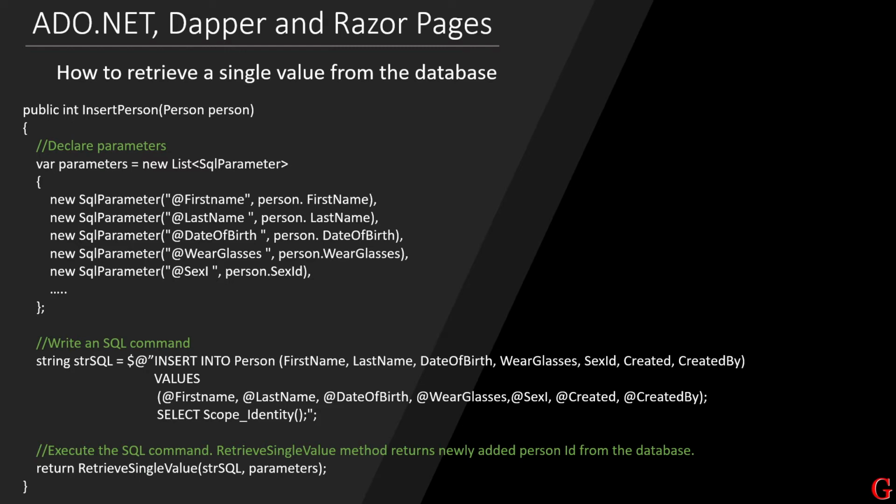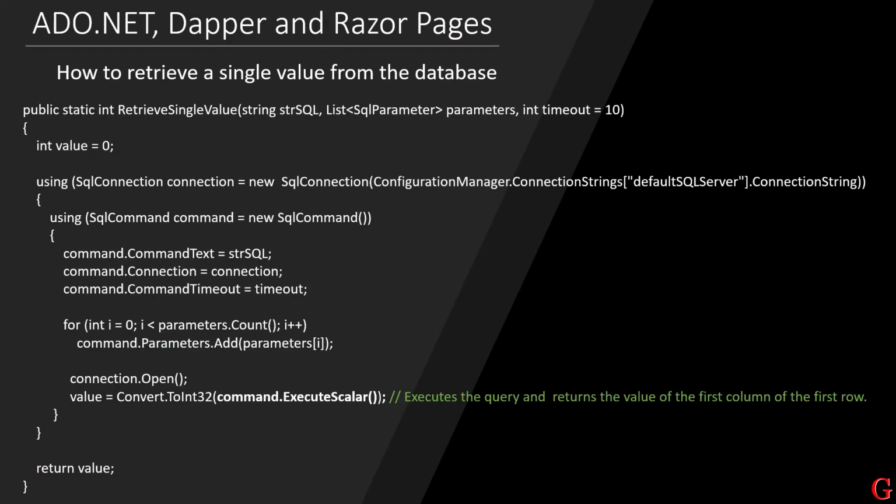In this example, we insert a new row into the database table and use selectScopeIdentity expression to retrieve newly added row ID from the database. We use executeScalar method to retrieve a single value from the database. executeScalar method returns the value of the first column of the first row.